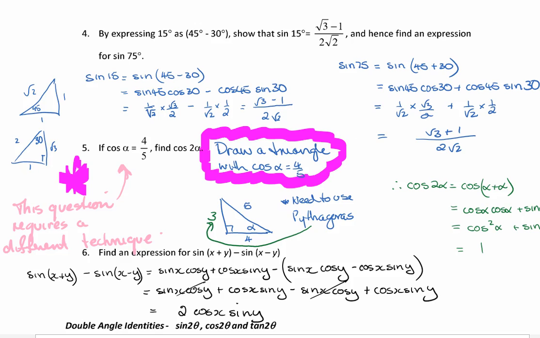Question 4, and again, there's no point learning that 15 degrees is 45 minus 30. It's more about why. There are many ways you could write 15. Why didn't they write it as 20 minus 5? Well, the reason they didn't is because we don't have any exact values for 20 degrees or 5 degrees, but we do have exact trig ratios for 45 degrees and 30 degrees.